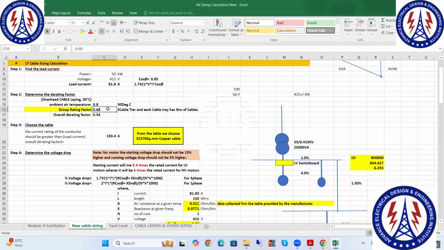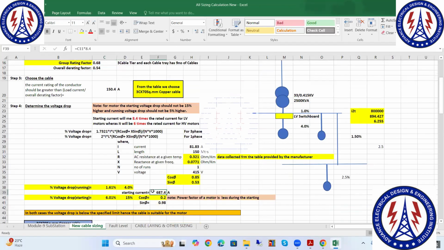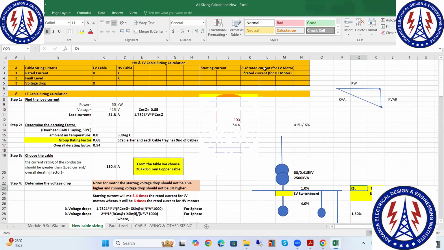Sir, the starting current we are applying into the voltage drop calculation. Yes, starting current. Could you please explain that again? Starting current is given in the vendor data sheet. But as of now, you can assume 8.4 times the running current for the LV and 6 times for the ST. So this you can do right now.